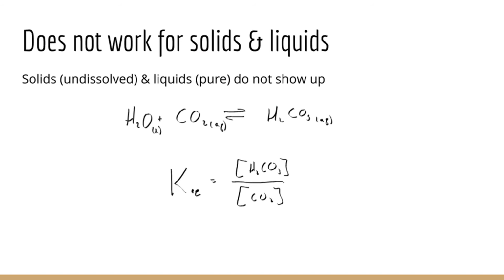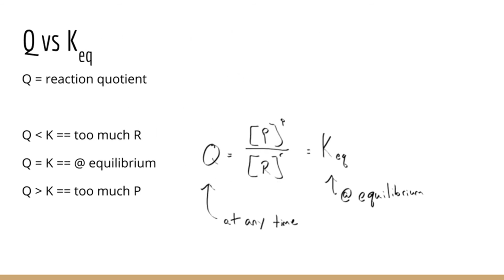You don't include liquids and solids in the equilibrium expression. But gases will show up as pressures, and dissolved things will show up as concentrations. But what can we do with the equilibrium constant? Well, before we get into the math of working with the equilibrium constant, let's look at Q.